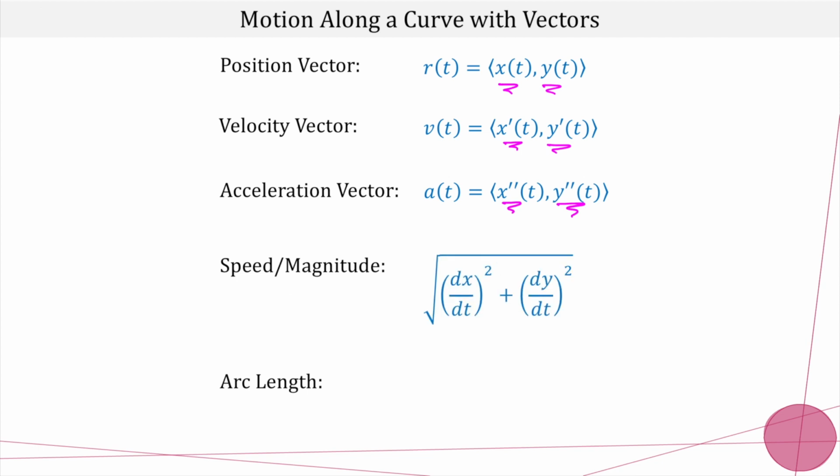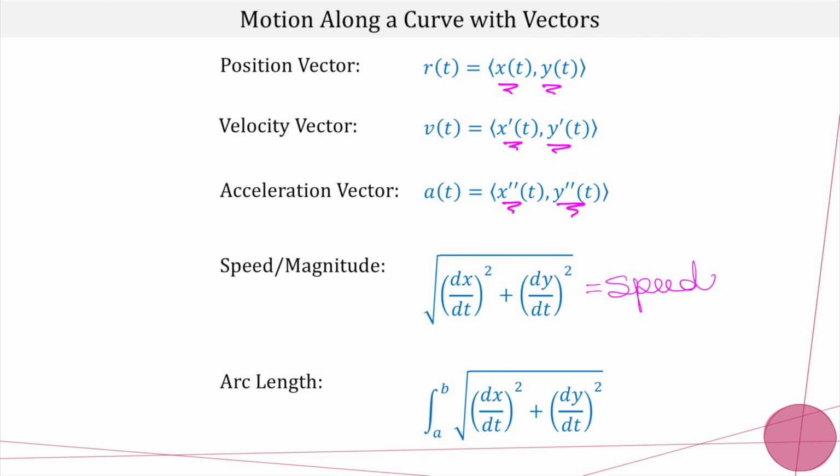And then speed, oh, this is what we did in the last lesson. We learned how to take the speed of a vector function, and we also learned that arc length was the integration of speed over a particular interval.